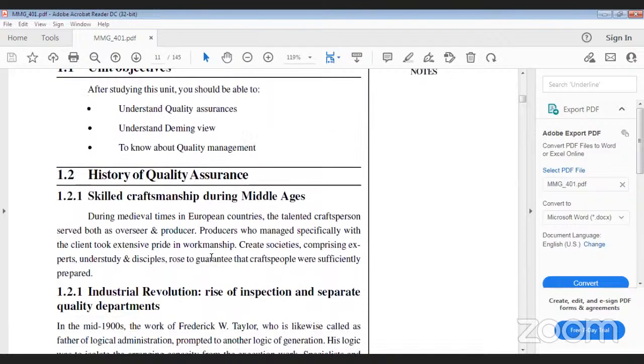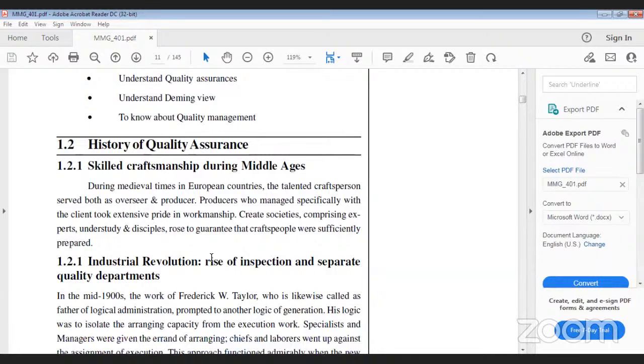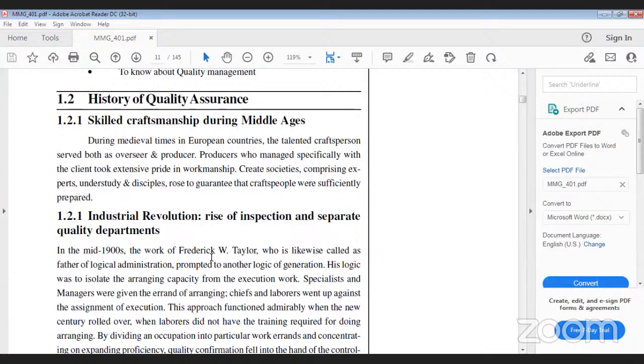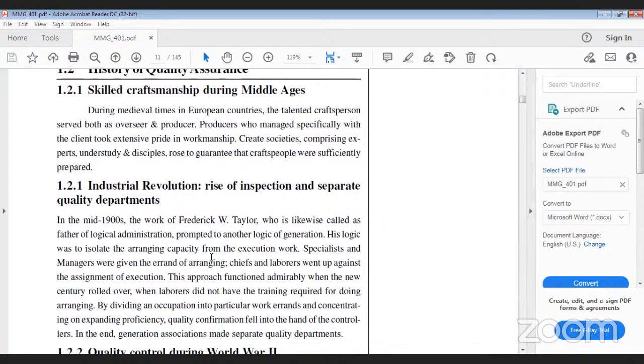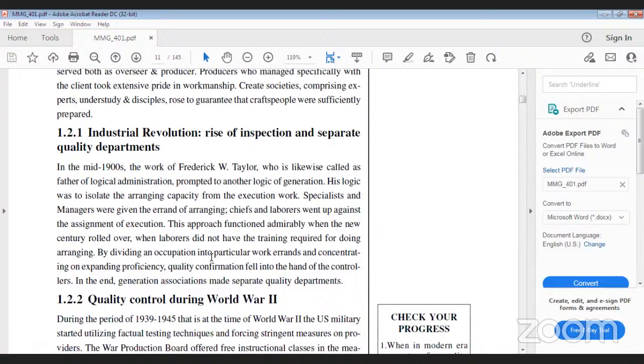Here, the industrial revolution is there. Then there are skilled craftsmen during the Middle Ages. During the medieval times in European countries, the talented craftsmen served both as overseer and producer. Producers who dealt directly with the client took extensive pride in workmanship. Guilds comprising experts and apprentices rose to guarantee that the craftsmen were sufficiently trained.